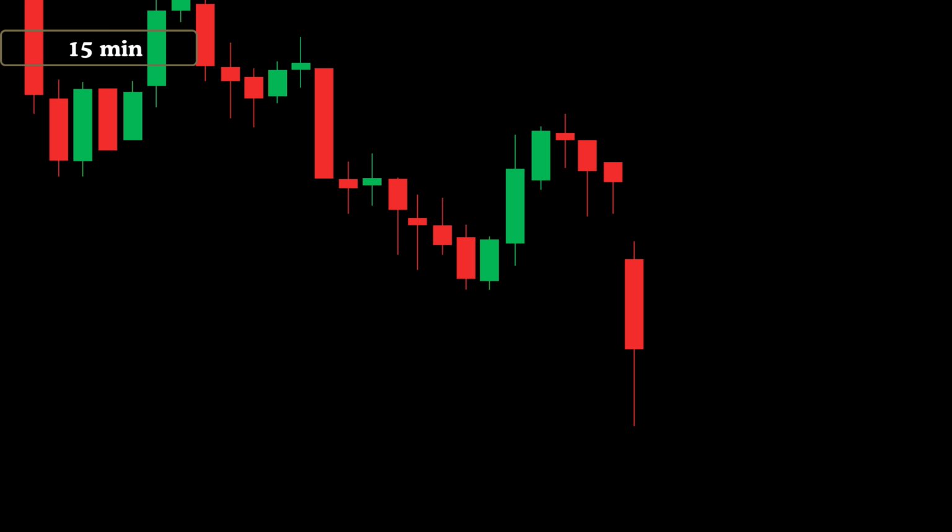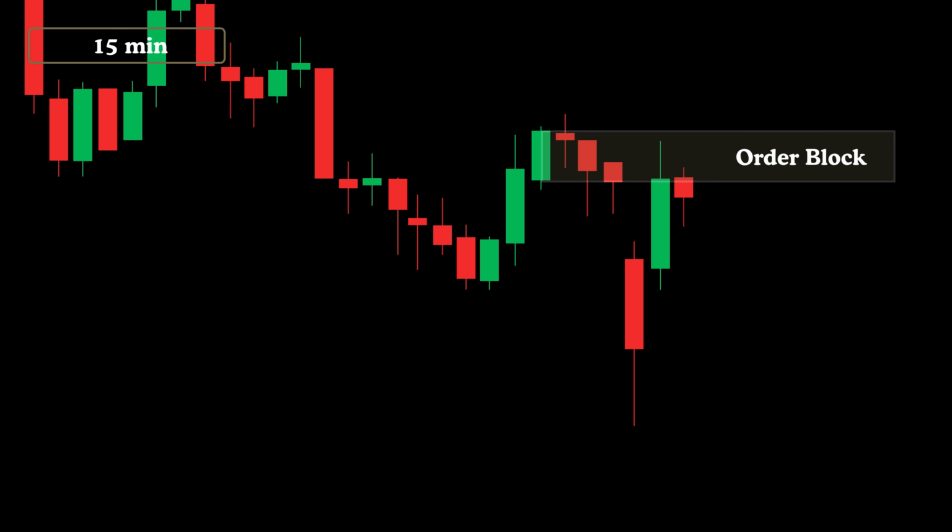This is a 15-minute chart. Here we'll use the higher time frame, 15 minutes, and the lower time frame, 1 minute. You can see that the market is showing a downtrend, with an imbalance and a break of structure. Now, we mark a valid order block here. When the price touches the zone in the order block, we switch to the 1-minute time frame to get confirmation.